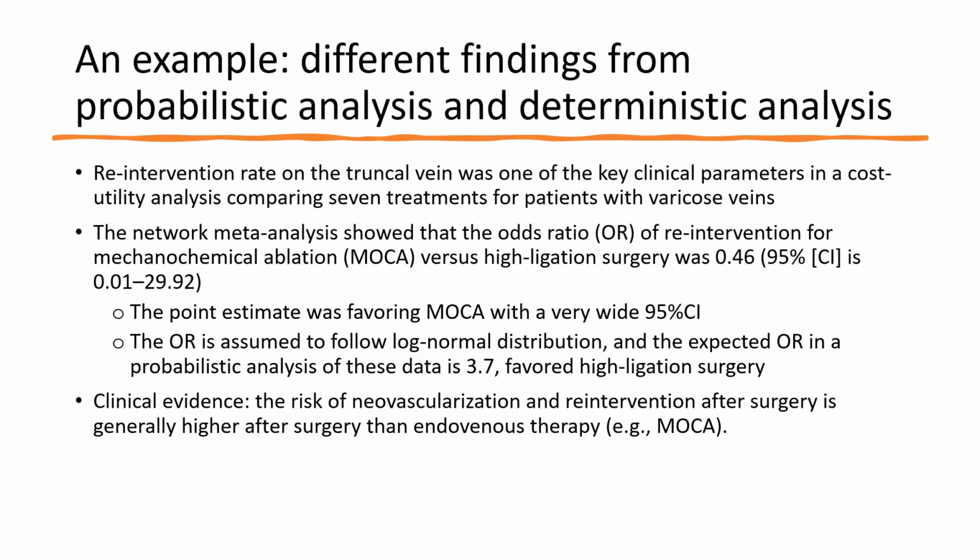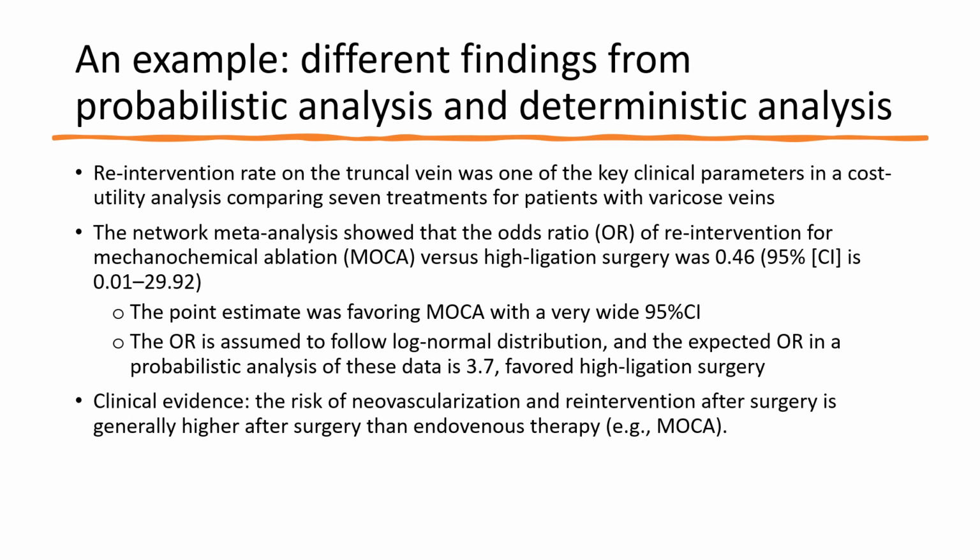We provide an example of treatments for patients with varicose veins. The network meta-analysis showed that the odds ratio of re-intervention for MoCA versus high ligation surgery was 0.46. The 95% confidence interval is 0.01 to 29.92. That is, the point estimate of 0.46 was favoring MoCA with a very wide 95% confidence interval. The odds ratio is assumed to follow a log normal distribution, and the expected odds ratio in a probabilistic analysis of these data is 3.7.